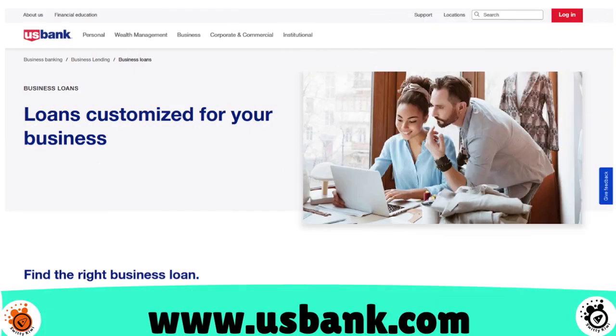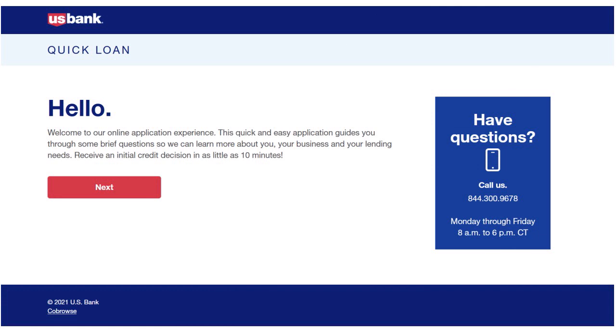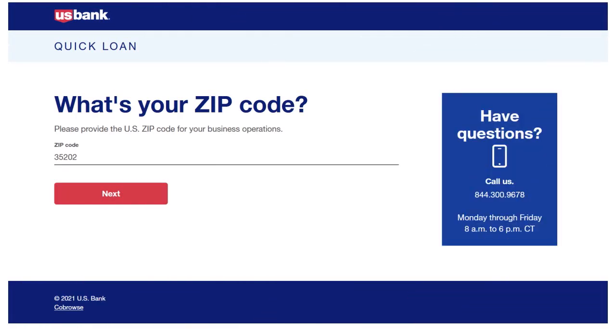Okay. Let's get into the actual step-by-step. You can see on the screen here if you want to apply. So you have to go to the U.S. Bank Business Loans page, and here you have to click on the Quick Loan. You click Next, and first of all, they are asking you for your zip code. So you have to put a zip code.